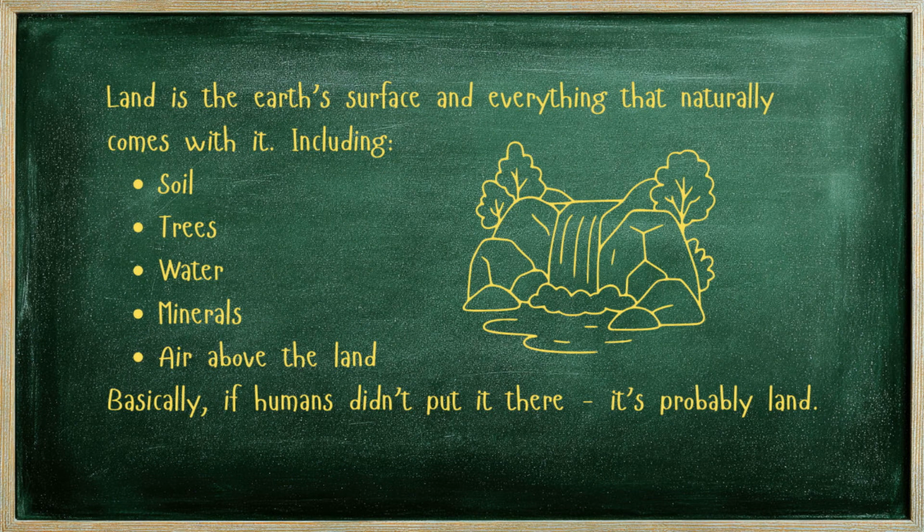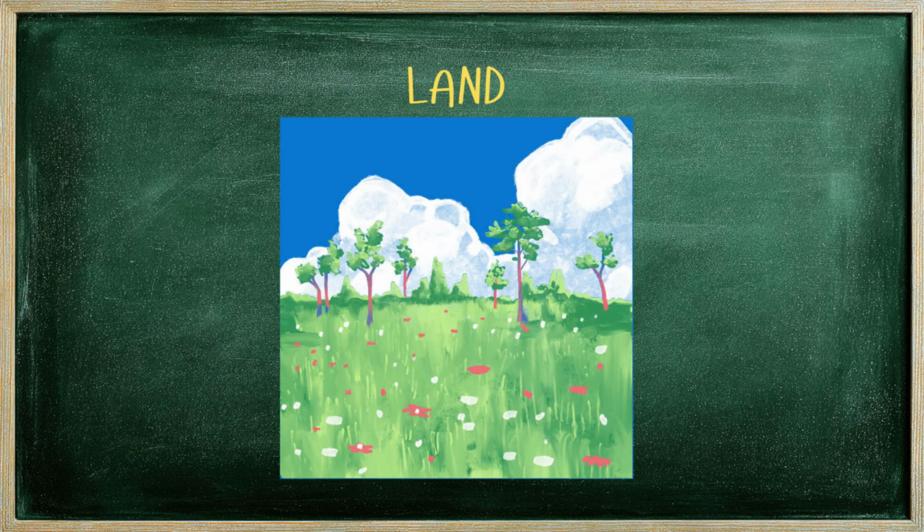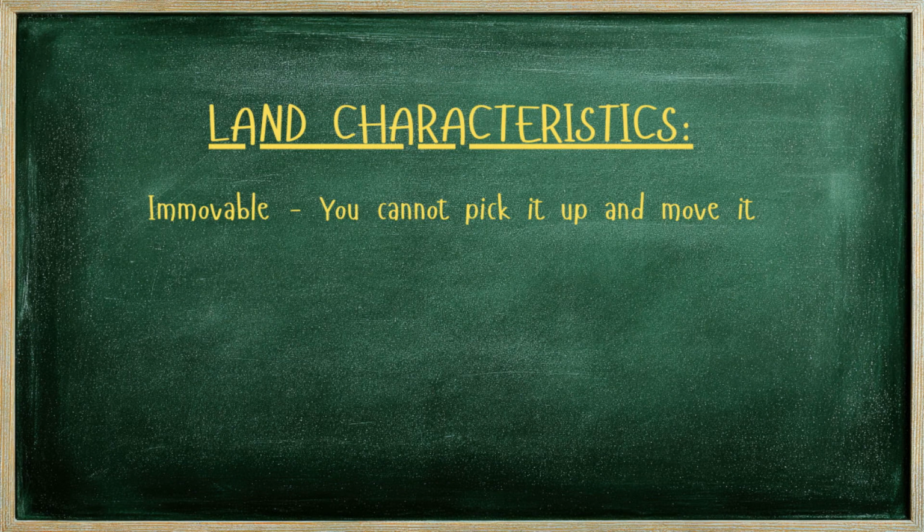Let's start with a simple definition of land. Land is the Earth's surface and everything that naturally comes with it. That includes soil, trees, water, minerals, and air above the land. Basically, if humans didn't put it there, it's probably land. Imagine an empty piece of land in the middle of nowhere. There is no house, no fence, no driveway, no buildings, just grass, dirt, and maybe some trees. That is land.